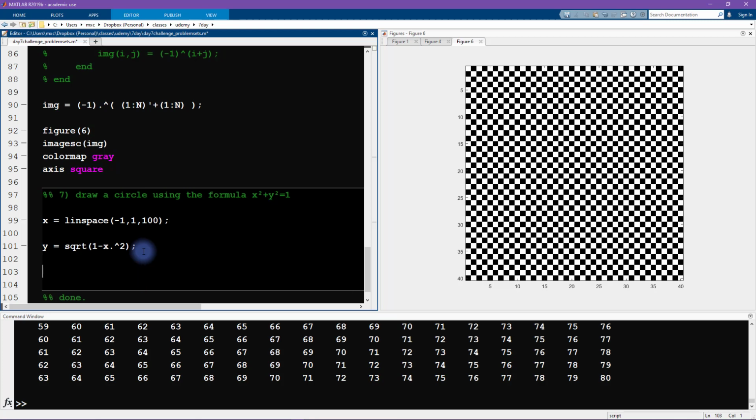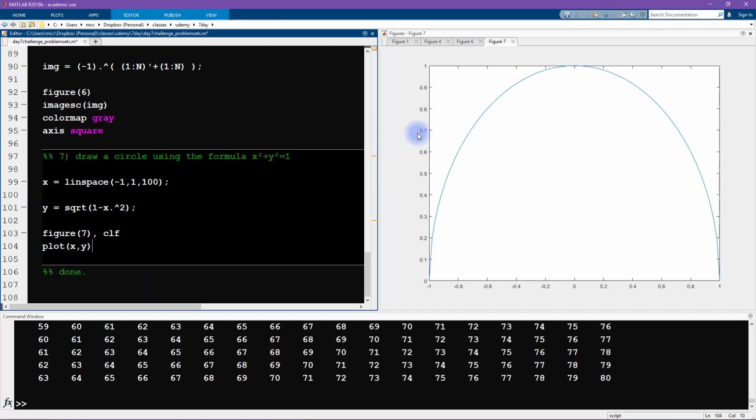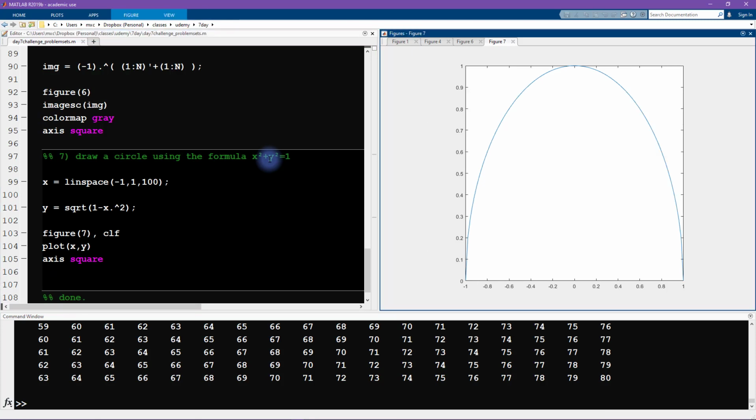All right, so let's plot this in figure 7. I'll plot x by y, and let's see how this looks. So it's not exactly a circle, is it? It looks like an arc. Now, part of the problem here is that the axis is unbalanced. This goes from -1 to +1, and this goes from 0 to 1. So I'm going to say axis square, and I'll leave the axis on for now.